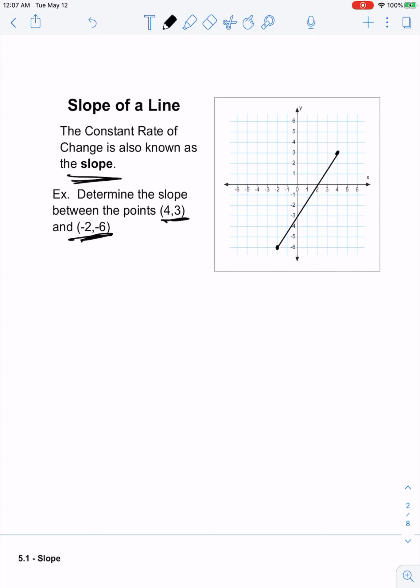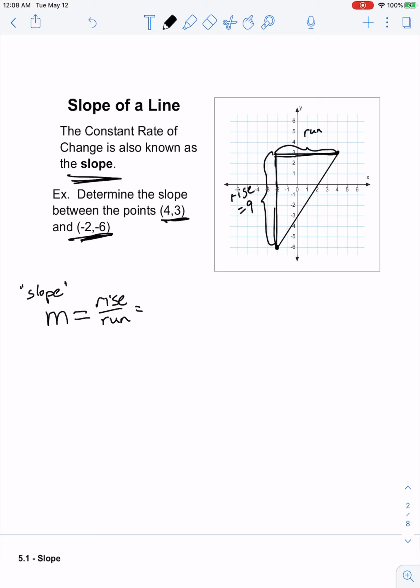Okay, so slope, again, we use the letter m, that's the slope. And that is rise over run. So the rise is this distance here, and the run is this distance here. We rise vertically and we run horizontally. So what is that distance right there? That's the rise. Well, 6 to 0, that's 6, and then 3 more, so that's a rise of 9. And then this is going to be the run, and that's 2 plus 4. That's going to be 6. That's the run, and it equals 6.